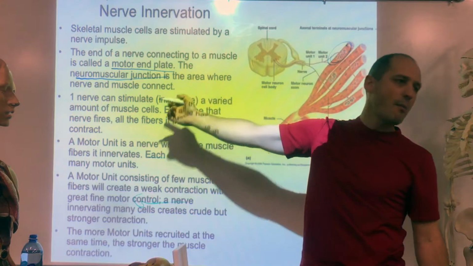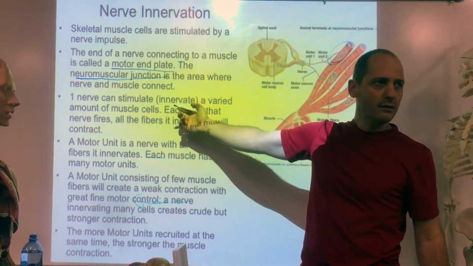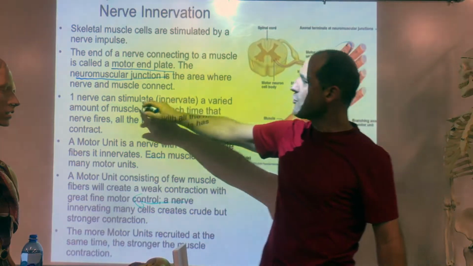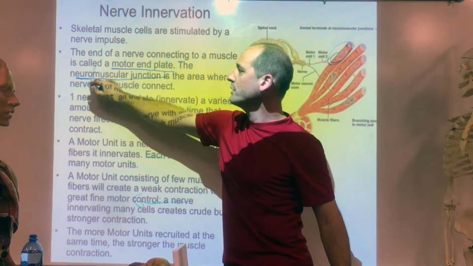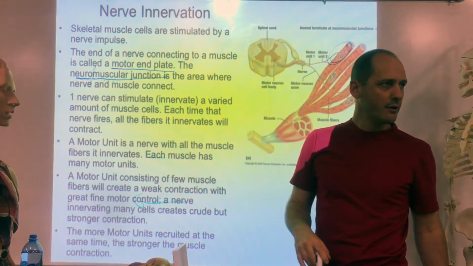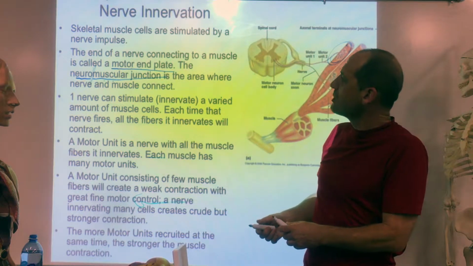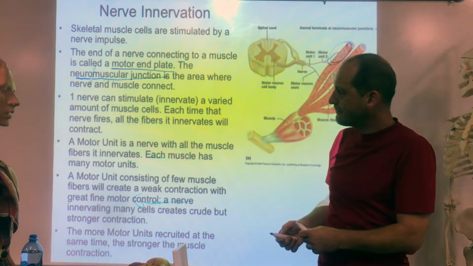I think if you think about the wording, this is passive word knowledge, right? Neuromuscular junction, you can understand. It's the junction, the crossing between the nerve and the muscle.